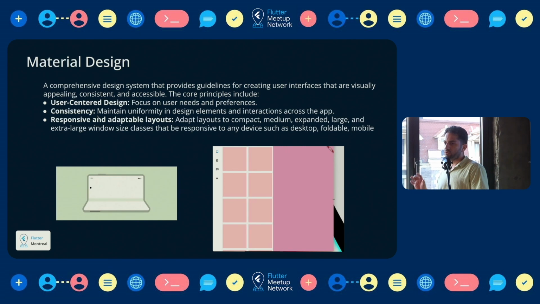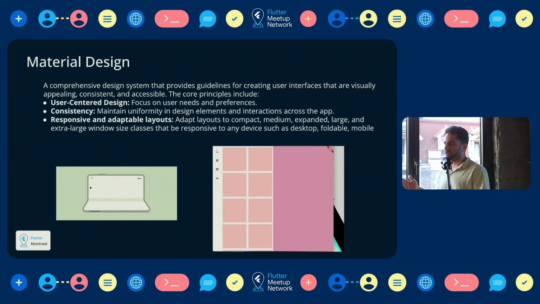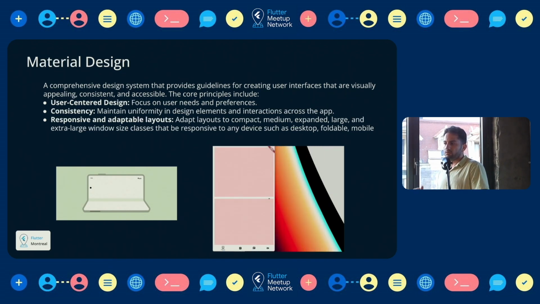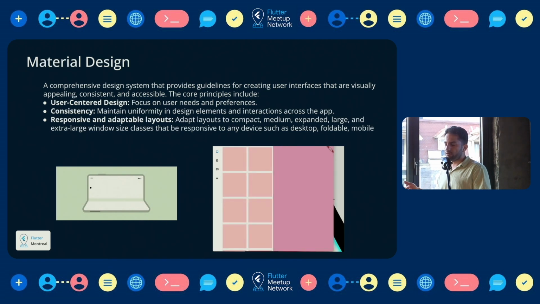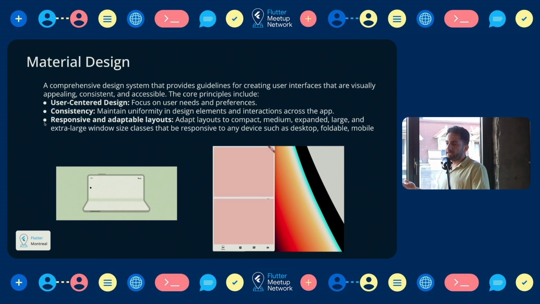Consistency: if you use only material components, you have consistency anywhere. We have Material 3 right now, but maybe in the future we will have Material 4. And you can just upgrade your material design with only one property. You have consistency again in the future also.